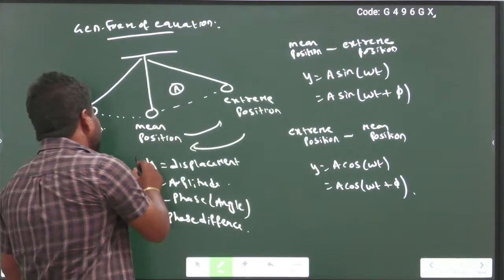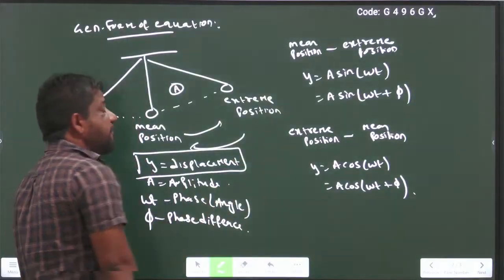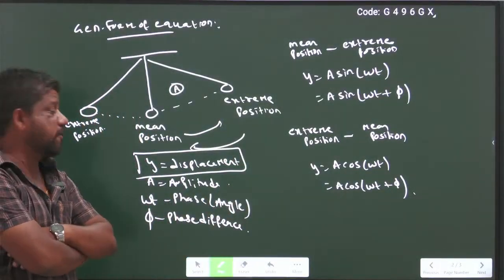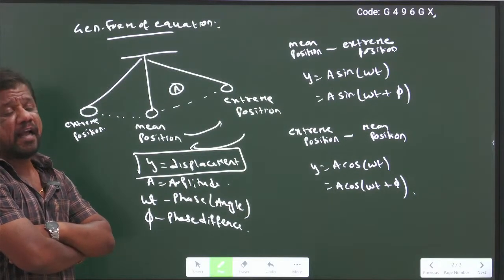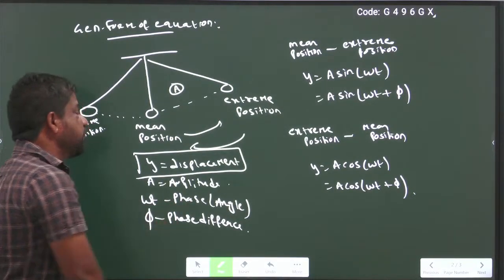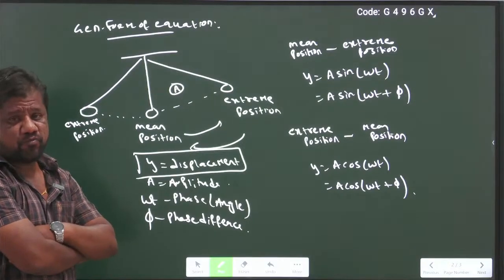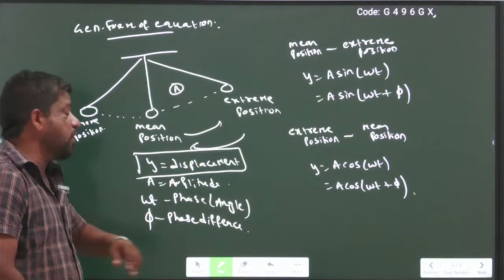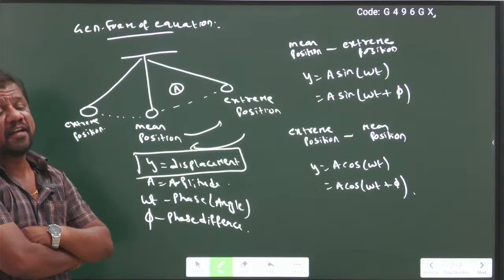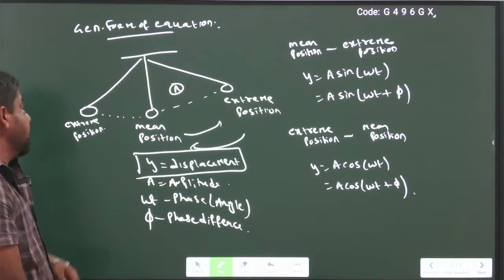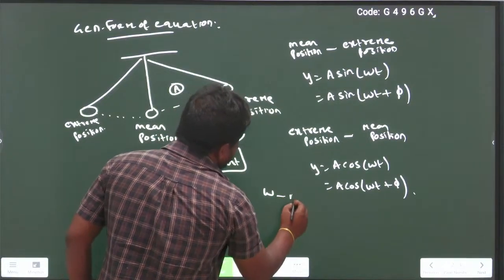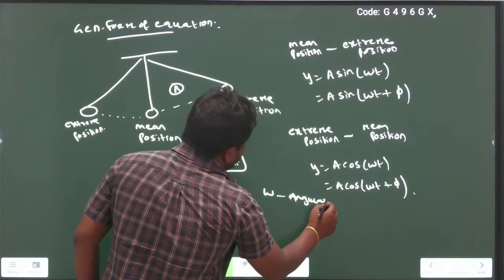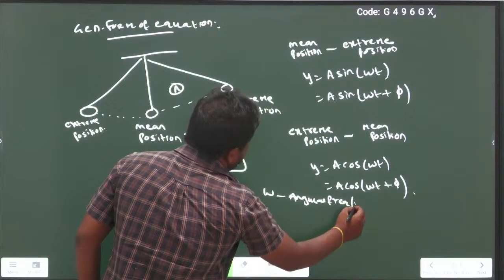Here y stands for the displacement of the wave. A stands for amplitude. Omega t stands for phase. Phase means angle. Phi stands for phase difference, that is extra angle. Now here, omega is the angular frequency or angular velocity.